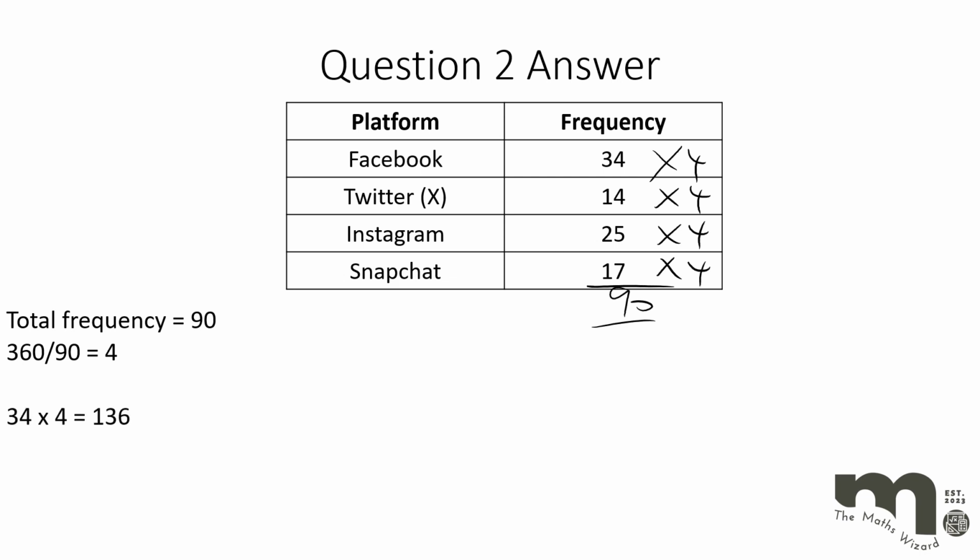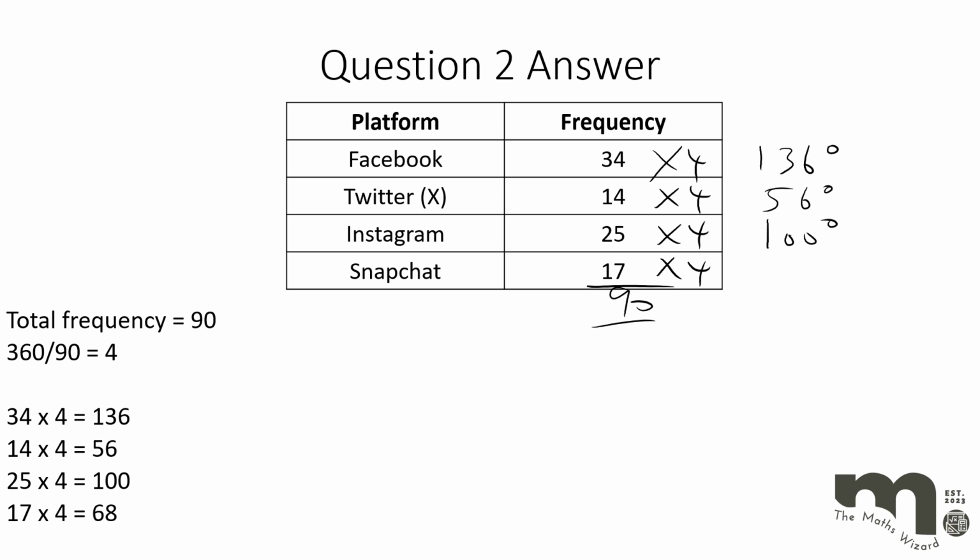So we can do 34 times 4, which is 136. 14 times 4, which is going to be 56. You can write these on the side if you want to. They won't always give you an angle box, so bear that in mind as well. 25 times 4 is 100. 17 times 4 is 68. And if you want to check that that's correct, add those up and you will get 360 degrees.